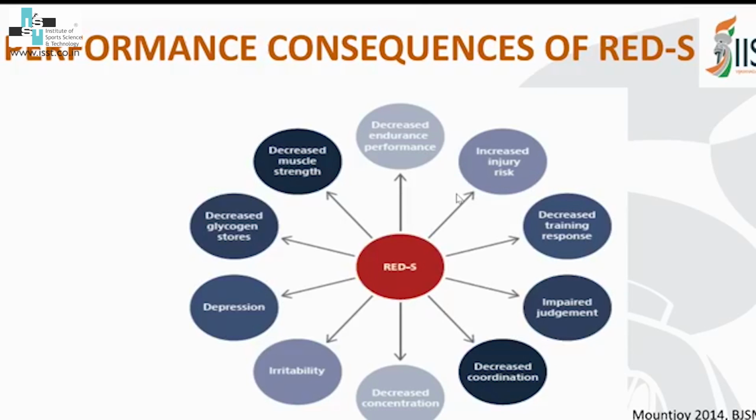In the same way, muscle strength would be going down because of problems with protein synthesis and decreased glycogen stores, along with depression, irritability, decreased concentration and coordination. These would definitely come into play when we're working with sports such as boxing, where coordination and concentration are so important. So as a result, the health impact is directly impacting performance for an athlete.